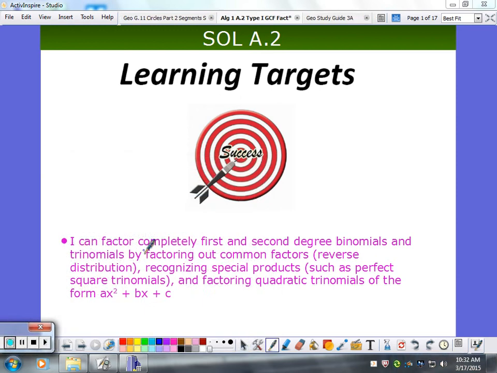Learning target. Listen, we're learning how to factor, and we're going to learn why we have to learn how to do this.